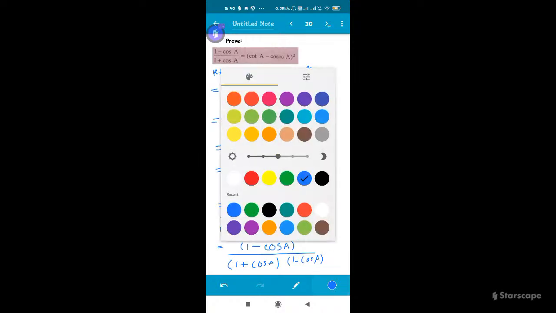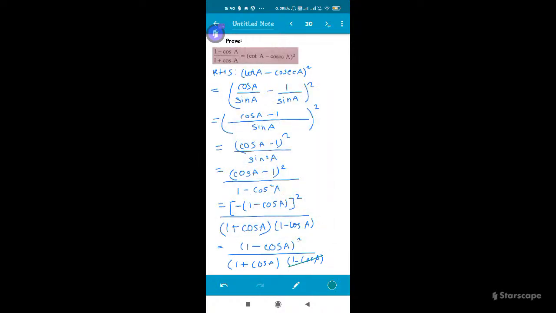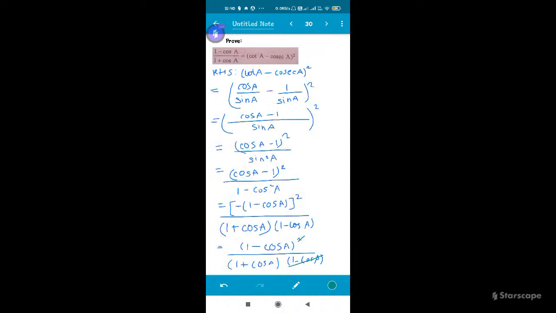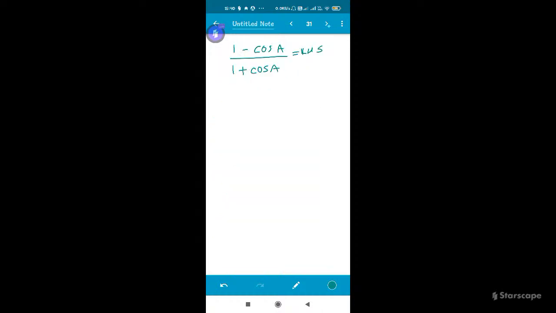So now these two terms get cancelled out, and hence we have 1 minus cos A divided by 1 plus cos A, and this is the RHS. So we have proved. Sorry, this is the LHS. We have been writing is equal to RHS for so long that I completely forgot that we started with RHS this time. So this is equal to LHS proved.